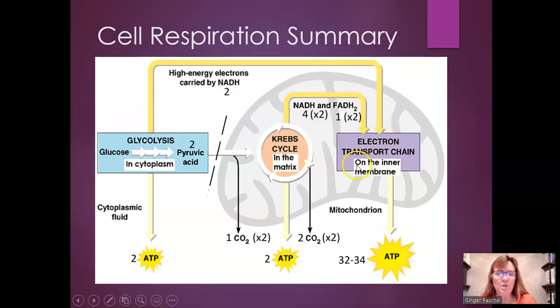The electron transport chain is on the inner mitochondrial membrane, and that's where we get the vast majority of our ATP. We get between 32 and 34 ATP. So if I were to ask you how many ATP are produced by cellular respiration, you should take these numbers and add them together. So we've got 2, 32 to 34, 2, 32 to 34. So we've got between 36 and 38 total ATP from cellular respiration.